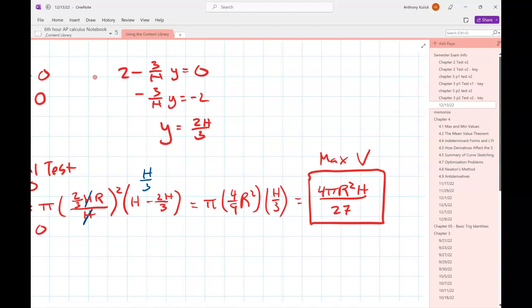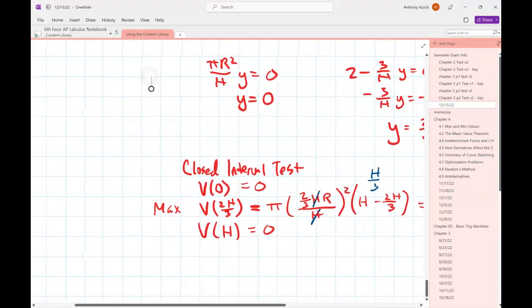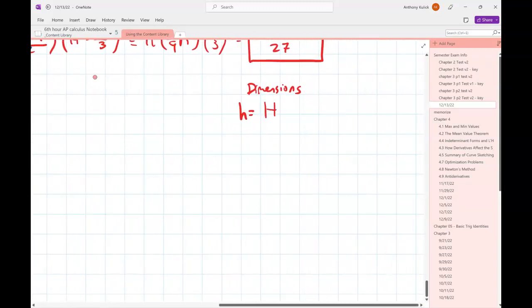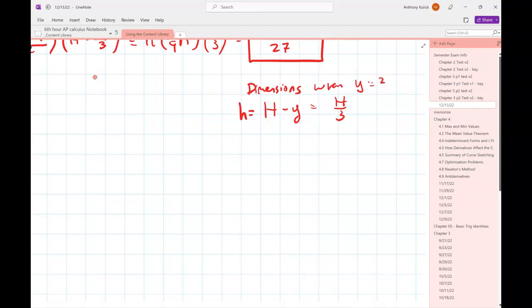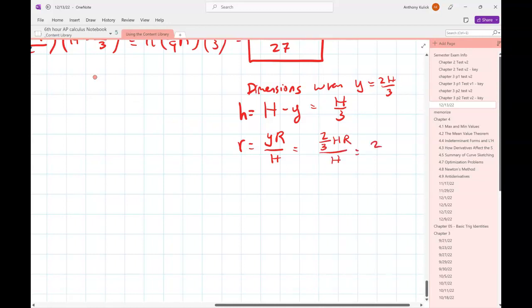And if I wanted the dimensions for that cylinder, what would I do? Well, what was little h again? Yeah, it was cap H minus y, which is just h over 3. And then r, or little r, was, so when I plug that in, I get 2/3 h times r over h, which is just 2/3 r. So those are my dimensions for my cylinder.